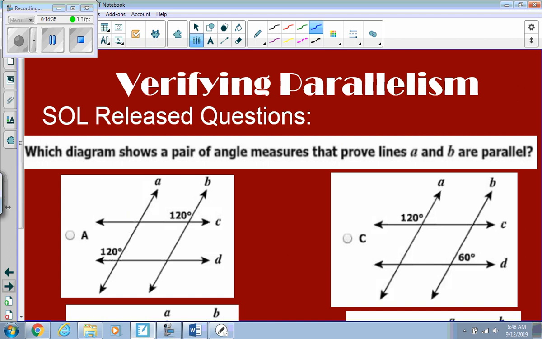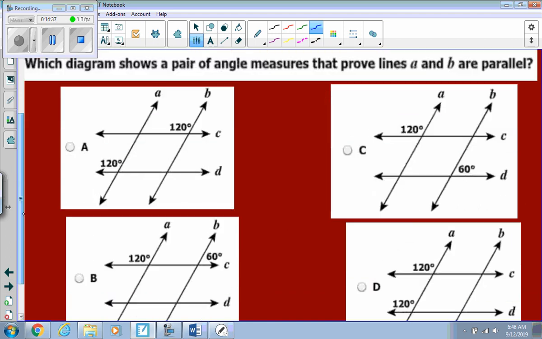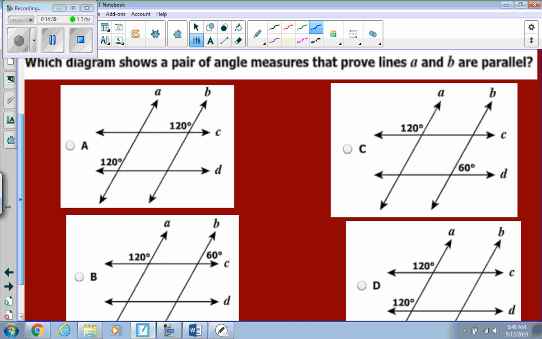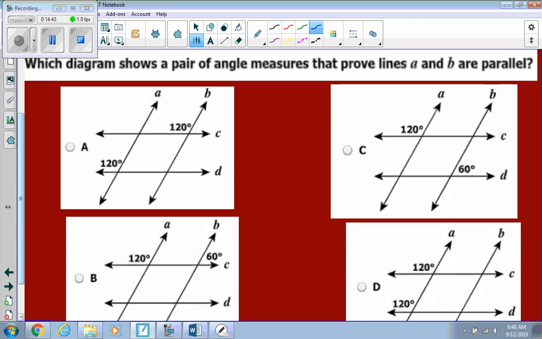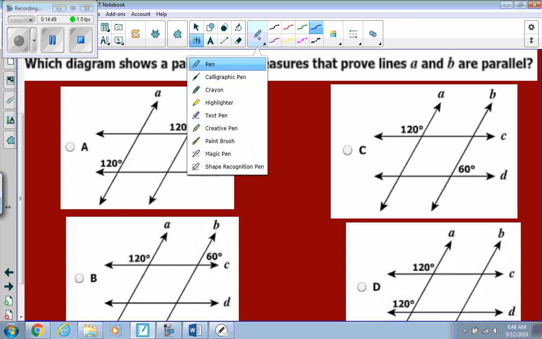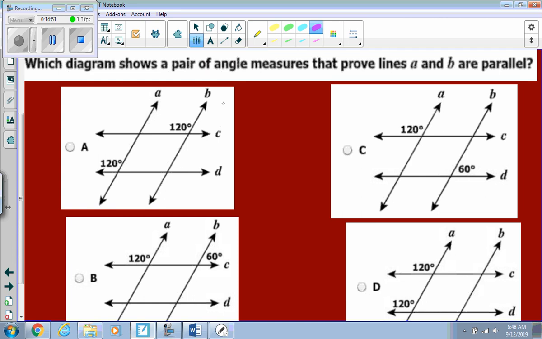Okay, second one here. Which shows a pair of angle measures that prove lines A to be parallel to B? So I'm going to highlight A and B. Remember, we have to have enough information on both lines to prove that things are parallel. So here's A and here's B on the first one.